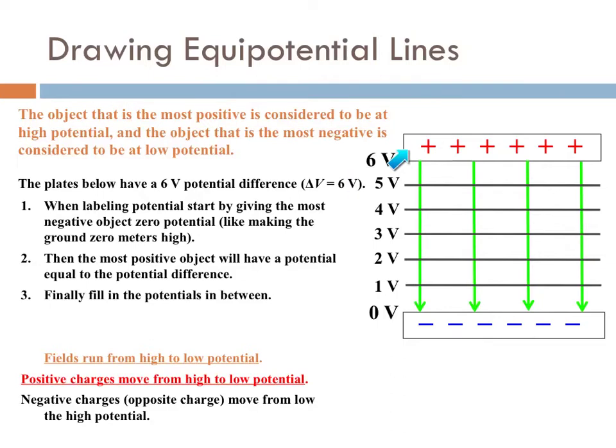Now, just like masses that go from a high height to a low height when let go, positive charges are going to move from high potential to low potential. Negative charges, however, are going to move in the opposite direction, from low potential to high potential.